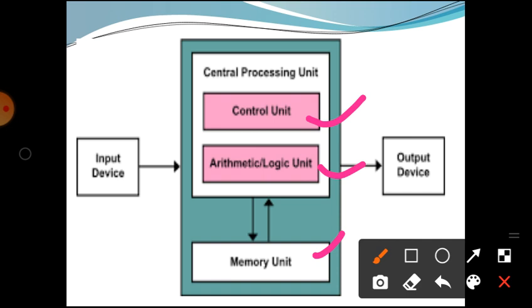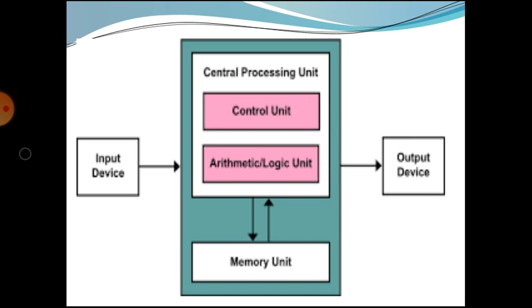The control unit controls the operations performed by the CPU. The arithmetic and logic unit performs arithmetical as well as logical operations, and the memory unit is for storage purposes. In a memory unit there are many registers which are used to store our data or information. This is the basic diagram of the CPU.